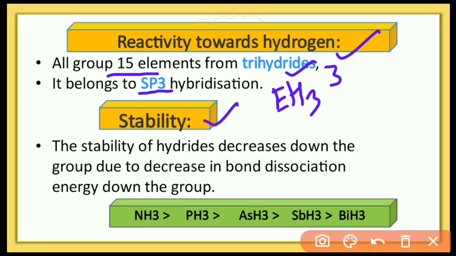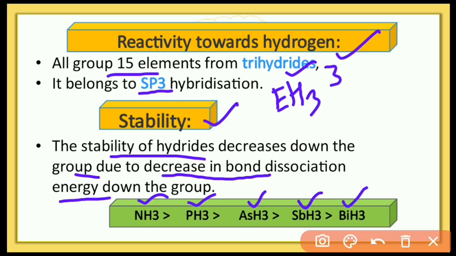Stability. The stability of hydrides decreases down the group due to decreased bond dissociation energy, because with increasing atomic size the bonds are weaker, and therefore the stability decreases when we move down the group. So the decreasing order of stability is ammonia, then phosphine, then arsenic trihydride, then antimony trihydride, and then the least stable, bismuth trihydride.